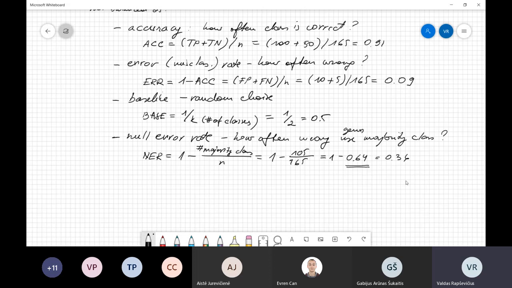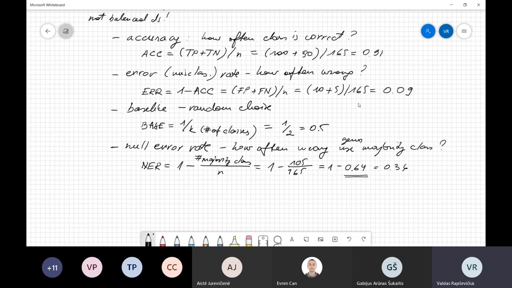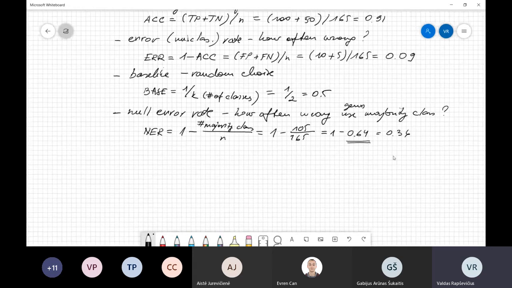So this is the null error rate, and you have some more insights, right? So basically, 0.91 is still much better than 0.64. But basically, this gives you some idea where you have to start from and which number you have to compare with, to see what you have actually gained in terms of performance.